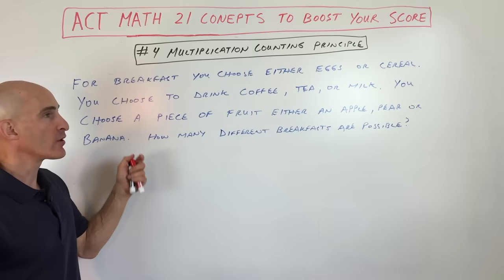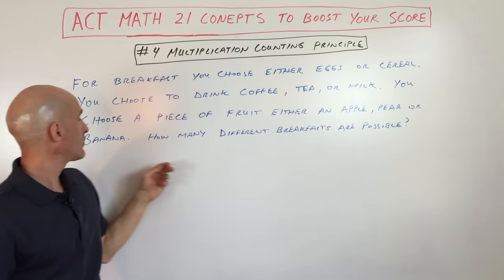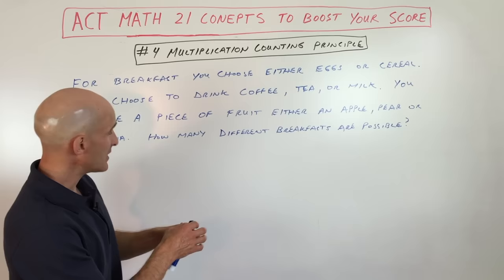So for breakfast, you choose either eggs or cereal, and then you choose to drink coffee, tea, or milk, and then you choose a piece of fruit, either an apple, a pear, or a banana. How many different breakfasts are possible? So one way to solve this problem is to draw a tree diagram. And the way you can do that is just think of it as a fork in the road.